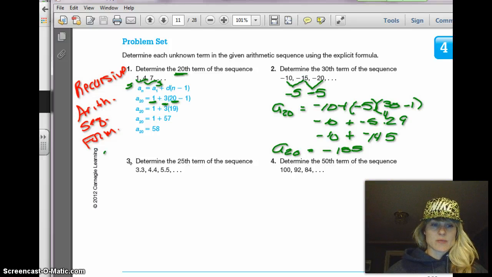So I want you to try number 3 here. See if you can figure out what the 25th term is. And then I want you to try number 4. See if you can find what the 50th term is. I'm going to do a little practice with just plugging in this equation.